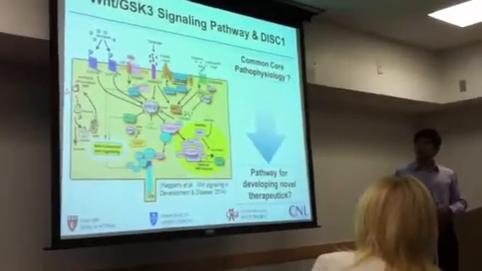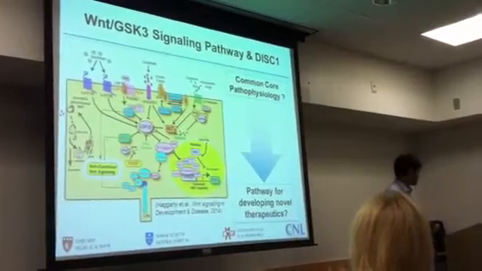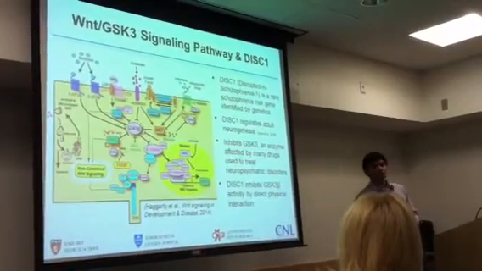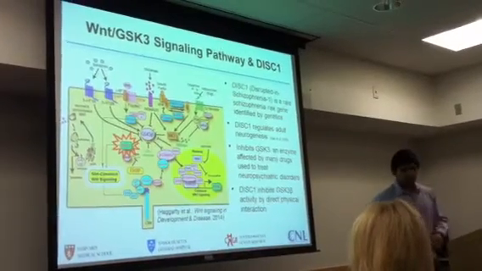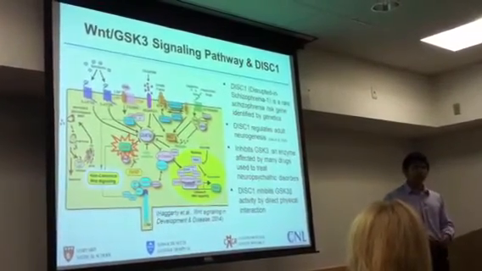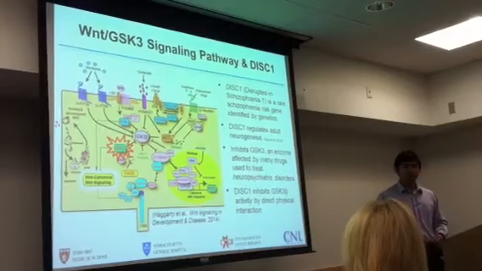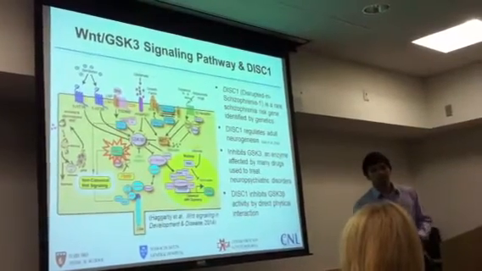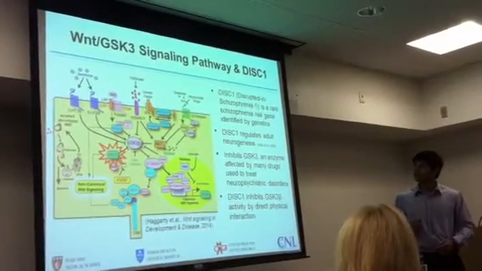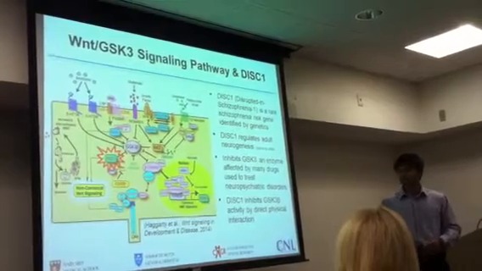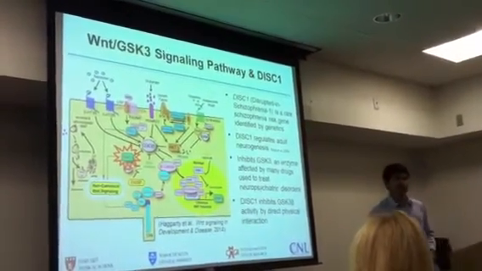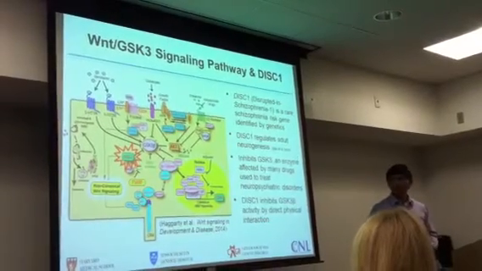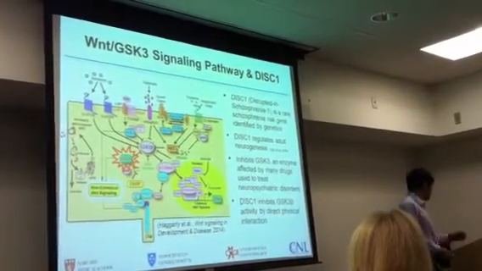The protein that I'm specifically interested in is DISC1, which stands for disrupted in schizophrenia. It's an important regulator in neurogenesis, and it inhibits GSK3, which is an enzyme that's targeted by many drugs for neuropsychiatric disorders. It does this inhibition by physical interaction.